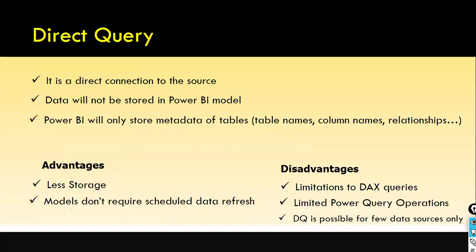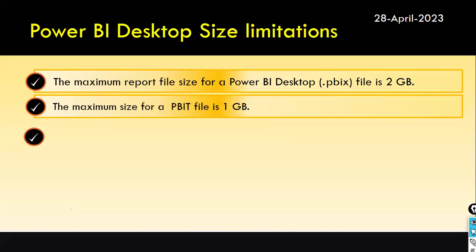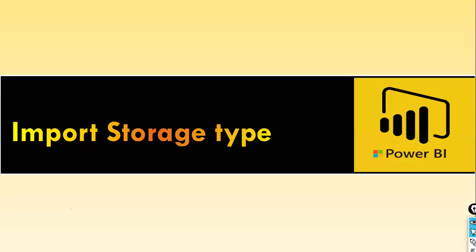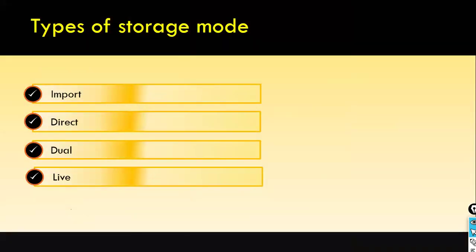One second, I'll just go back here. So the third one, I'm talking about the third one, dual storage. What is dual storage? It is a combination of both import as well as direct mode. Hybrid. It's a hybrid of import and DirectQuery mode. Whenever you want to switch from direct to import, that is possible.